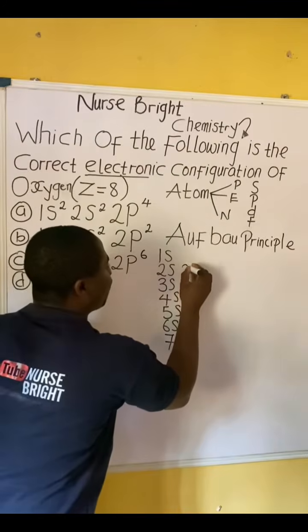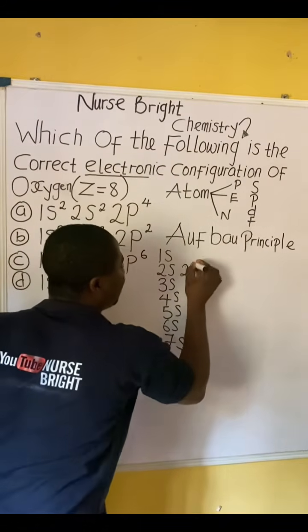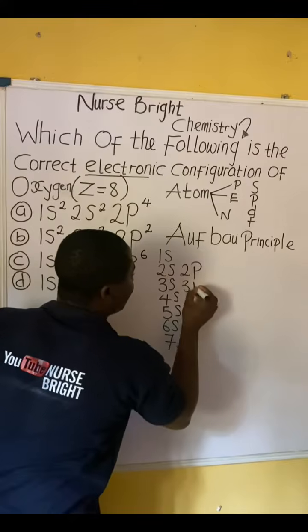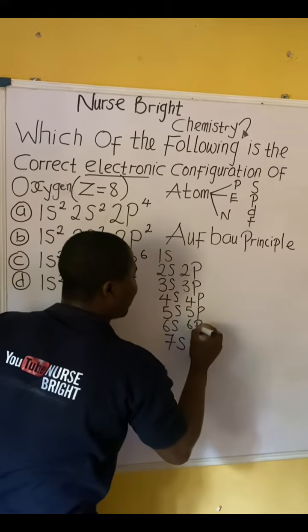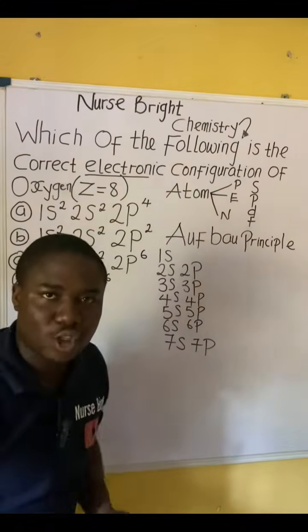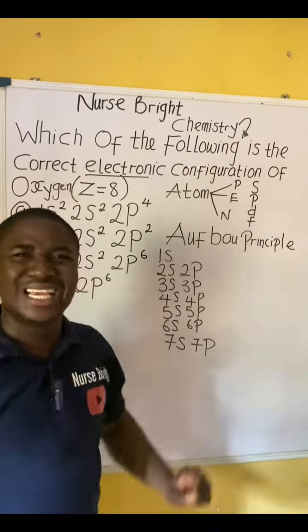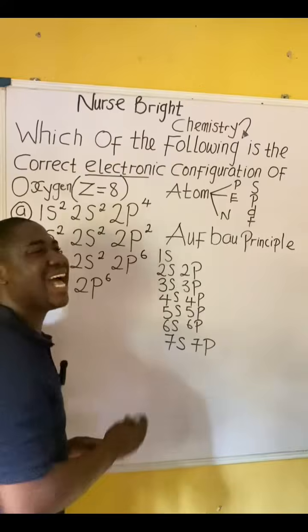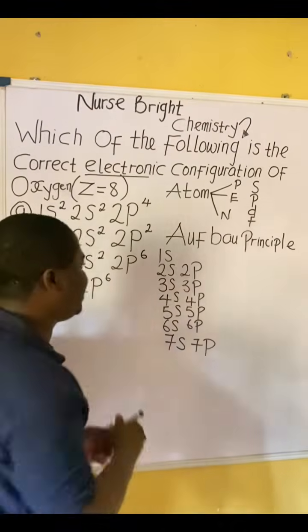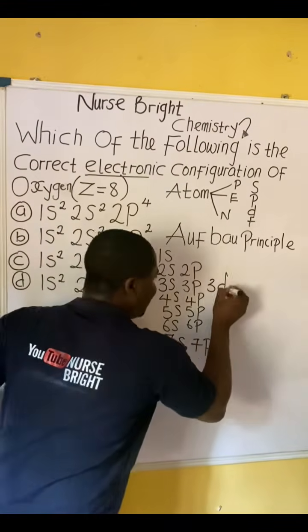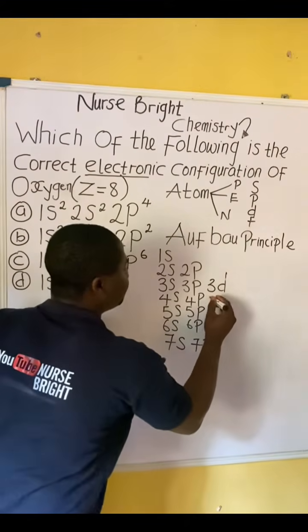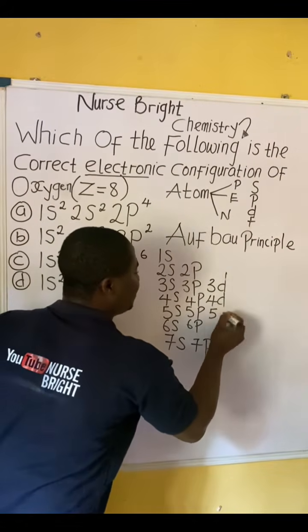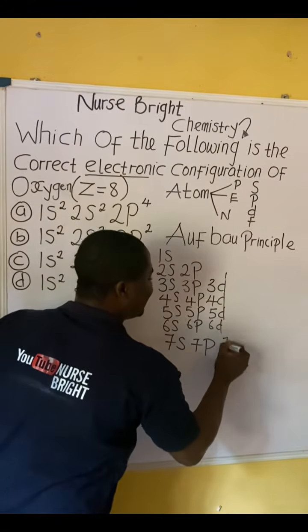I said we start from 2 for the p. So 2p, 3p, 4p, 5p, 6p, and 7p. Moving further, we'll go back to the d orbital, and we'll start from the next number, which is 3. So 3d, not just in this case, in all cases. So 3d, 4d, 5d, 6d, and 7d.